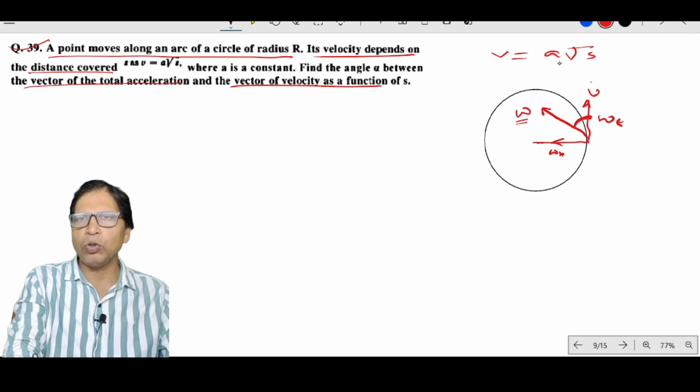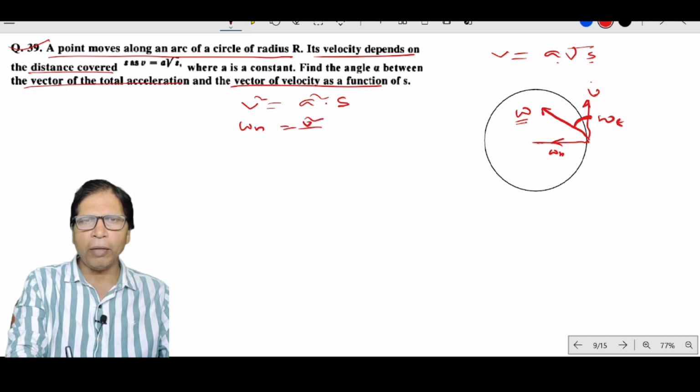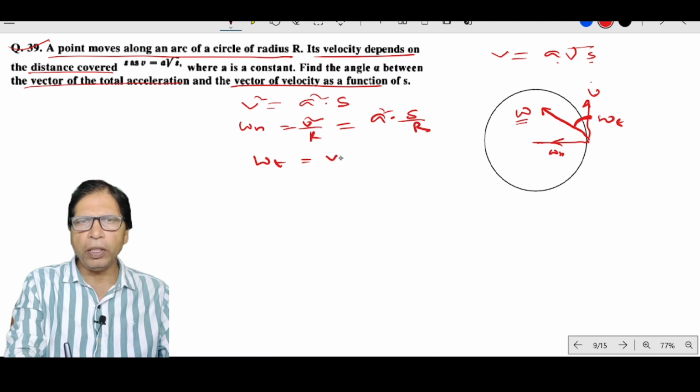Here v equals a root s. Therefore, v square equals a square into s. Therefore, the normal acceleration w n is v square by r, which is a square into s by r. Now, what is the tangential acceleration? This is w t, which is v into dv by ds.